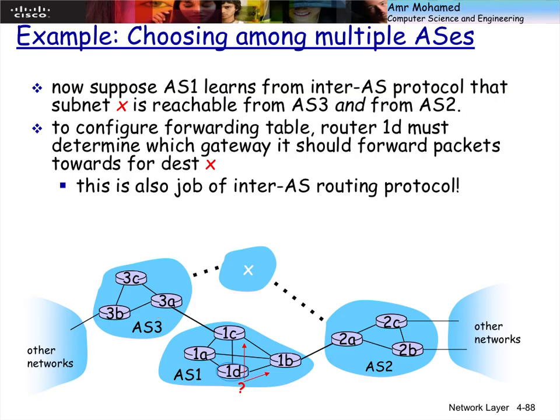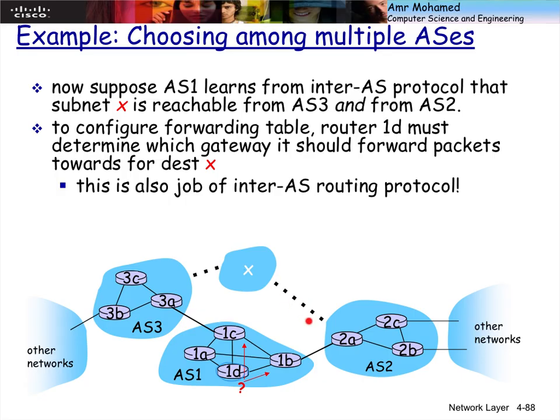Okay? So which one should it choose? Who knows exactly that there are two options? We know because we have the global view. Systematically, how would 1D know which autonomous system it should go through? Should it send it to 1B in order to go through autonomous system 2 to reach X? Or should it go directly to 1C in order to reach autonomous system 3 and then X? This is the question now.